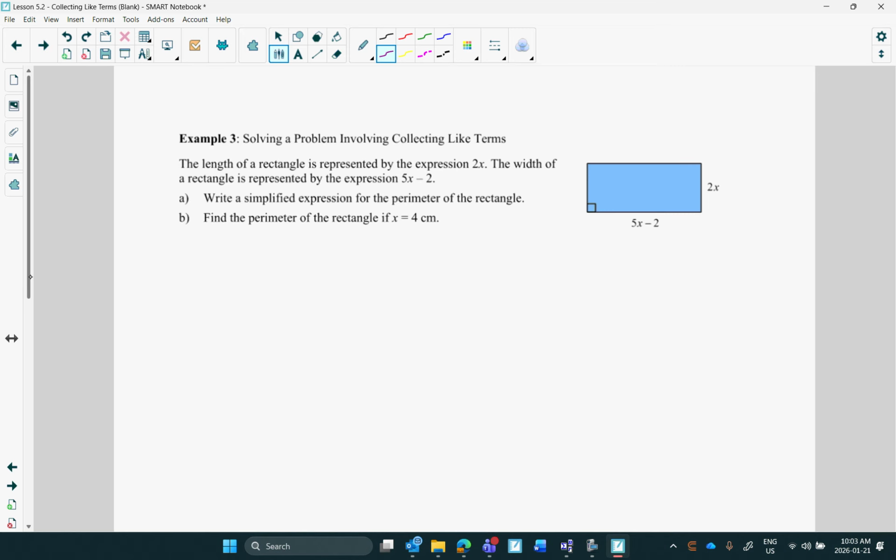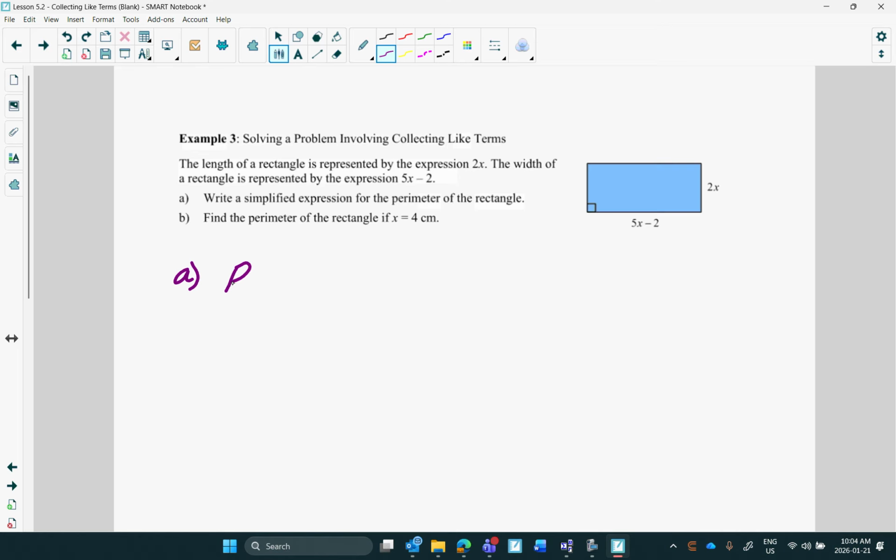Here we're given a rectangle. We're not told the sides, we're just told the length is 5 times some number, subtract 2. And the width is 2 times some number. So you can't find the perimeter unless I tell you what x is. Okay? But if we want to find the perimeter and we're told in B that x is 4, I want to make it easier to deal with before I plug 4 in.